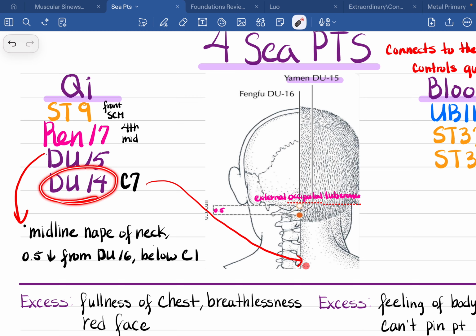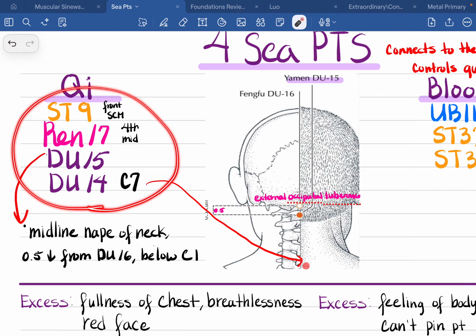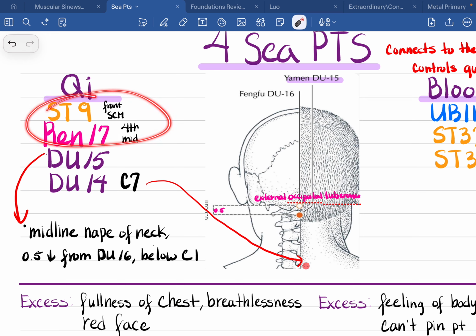Now we have Do 14, which is actually at C7. Or you can say below. These 4, you're going to just have to memorize. I don't really have a way for you guys to remember these. I just remember them as that they're usually around the neck, but I can't even say that because Ren 17 is kind of in between the chest. But you can just say that these 2 points are on the neck, chest area in the front, and then Do 15 and 14 is in the back at the nape of the neck.